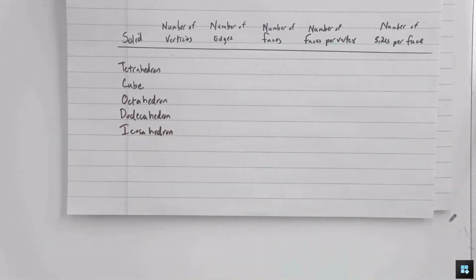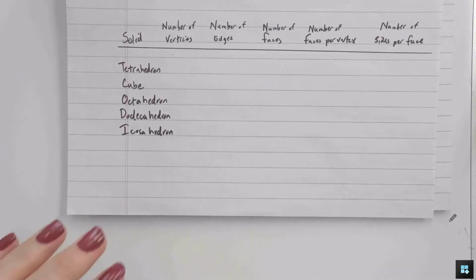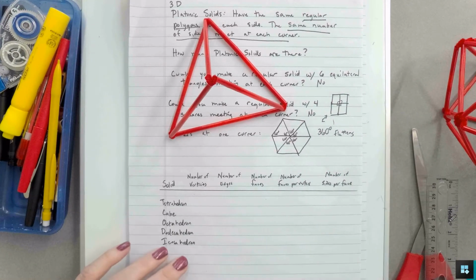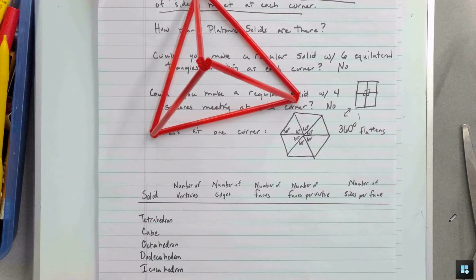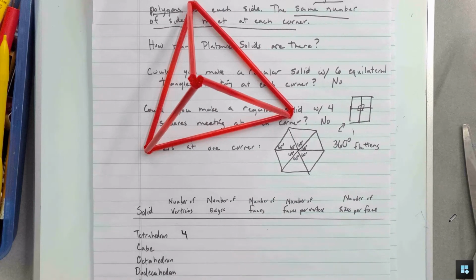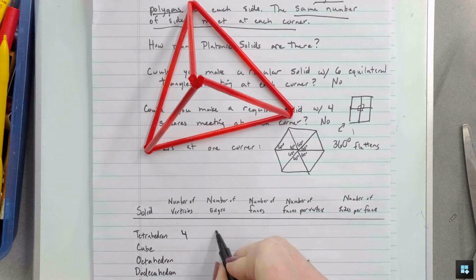Okay, so let's work on this chart together. We'll start in the back and we'll go snaking around the room until we get everybody answering questions, okay? Okay, so starting with you, here's our tetrahedron. How many vertices did the tetrahedron have? Four. Okay, good. And then next, how many edges did the tetrahedron have? Six. Okay, good.